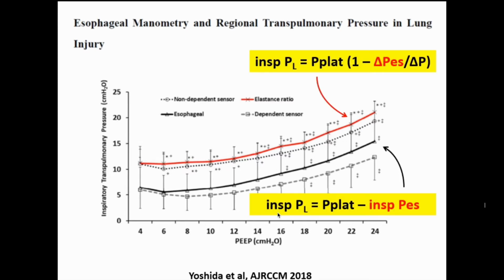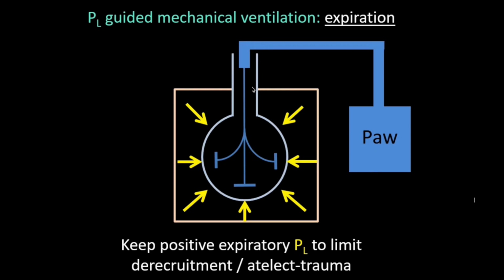So as we can see here, the transpulmonary pressure calculated using the esophageal pressure as a direct surrogate correlates more with the dependent part, and where the delta esophageal pressure is used, it correlates more with the non-dependent part. Now let's see how it works out in expiration.